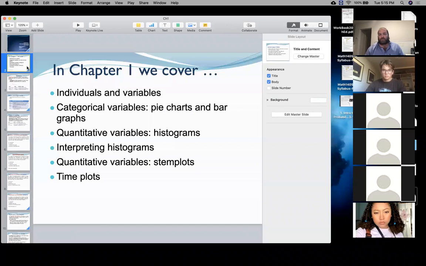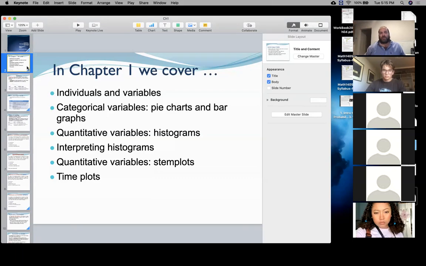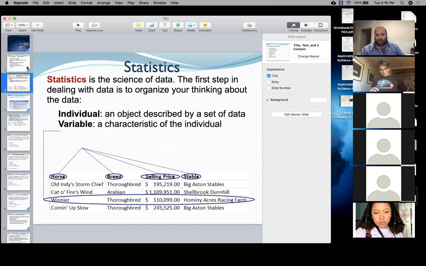Let's get started. So in chapter one, we cover individuals and variables. What is the difference between an individual and a variable? We'll probably get to that later. So this is more like, we will cover what, not going to depth. We're going to cover categorical variables and how to display them with pie charts and bar graphs. We're going to cover quantitative variables and how to display them with histograms. We're going to interpret histograms, and we're going to display quantitative variables with stem plots, and then we're going to talk about time plots. So this is what we cover in chapter one. This is just a list of those things. Again, I will provide these slides, so you don't have to copy word for word what they say. You will have them, but let's get started.